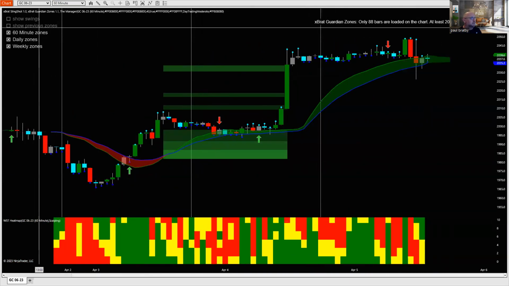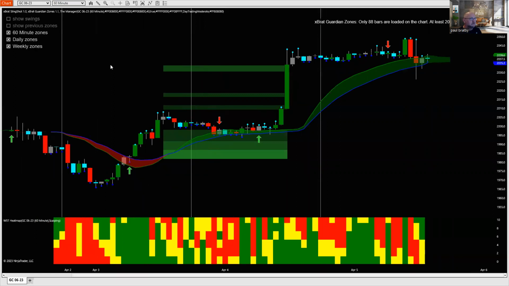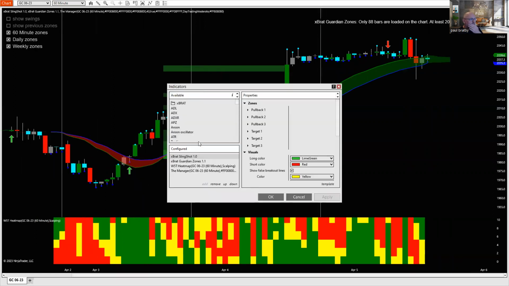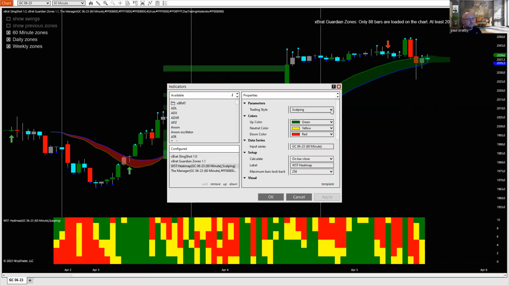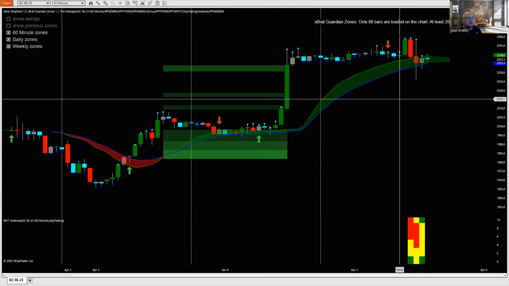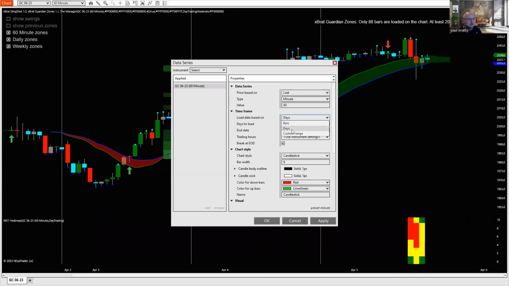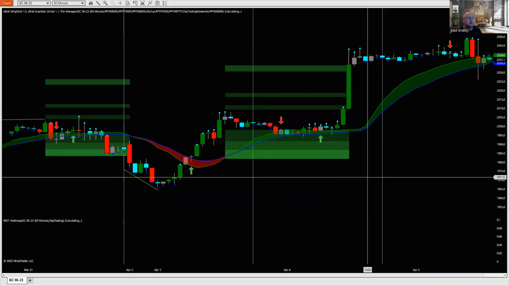So this is on scalping, so I need to change the bias depth heat map. So indicators, heat map, day trading. There's not enough data there, so I'm going to have to go to data series now. And we're going to go to bars 2001. Click Y. Okay.